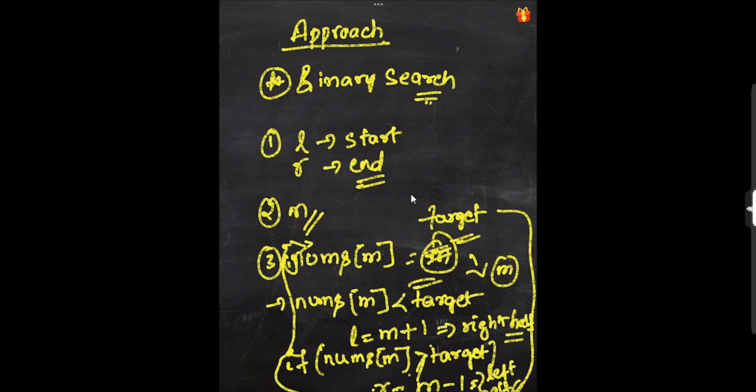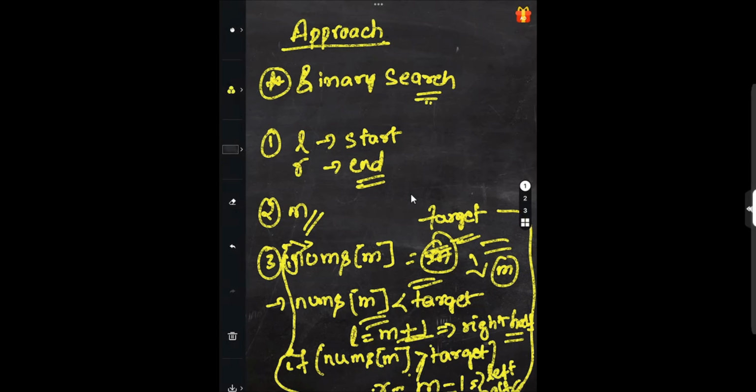The third step: if nums of m equals target, then we'll return m. If nums of m is less than target, then we will move the left pointer to search the right half, nothing but mid plus 1. If nums of m is greater than target, we will move the right pointer to search in the left half, nothing but m minus 1. So this is the third step.